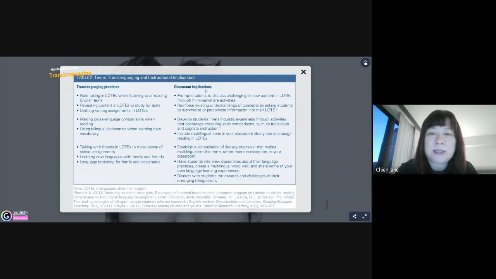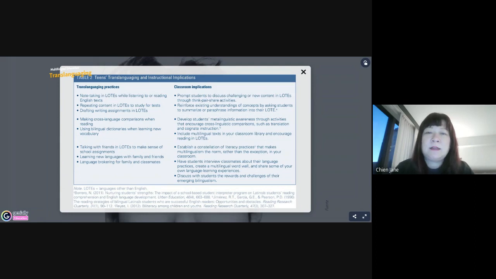So what about classroom implications? Promote students to discuss challenging or new content in LOTES through think, pair, share activities. As you know, we're promoting bilingual education and learning science in English, learning PE in English, learning 生活 in English, right? Or 健康 in English, but some of the topics are really, really deep and difficult. For example, managing our emotions. Basically, if you ask students to talk about what do you do when you are angry, and how do you cope with your anger, they are not capable of expressing themselves in English freely enough, right?